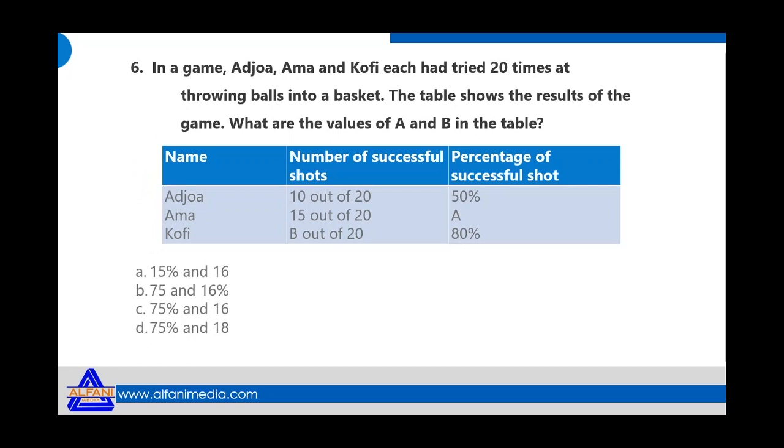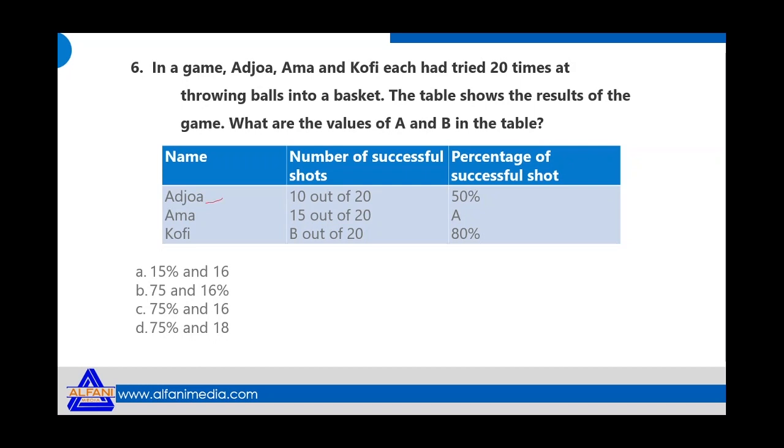Now the next question here is question number 6. In a game, Ajua, Ama, and Kofi each had tried 20 times at throwing balls into a basket. The table shows the results of the game. What are the values of A and B in the table?